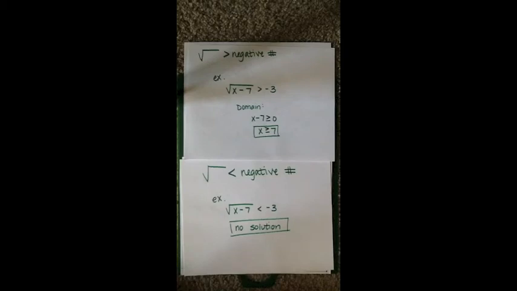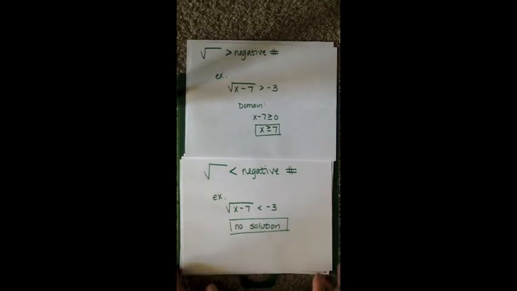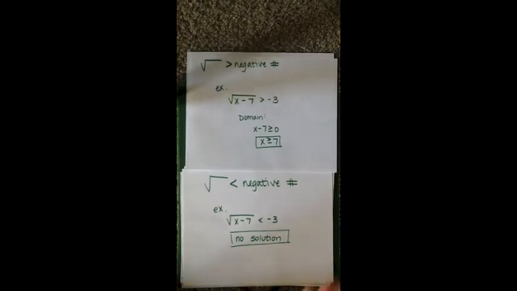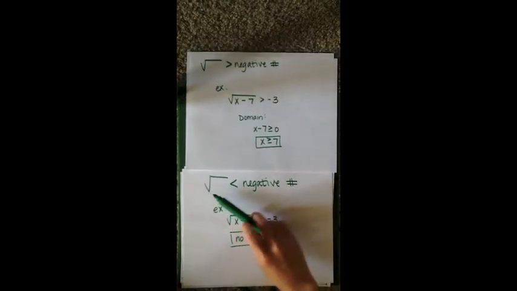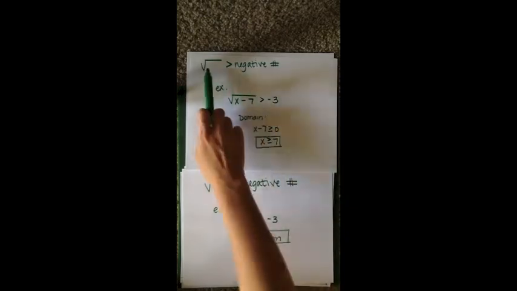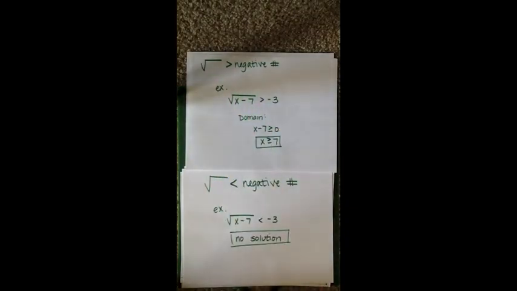And if you plugged in something less than 16, let's say 11 again, 11 minus 7 is 4, square root of 4 is 2. 2 is not less than negative 3. So those are all extraneous solutions and they don't actually work. So be careful about these two special cases. They have to deal with when you have a square root is less than a negative number or a square root is greater than a negative number.